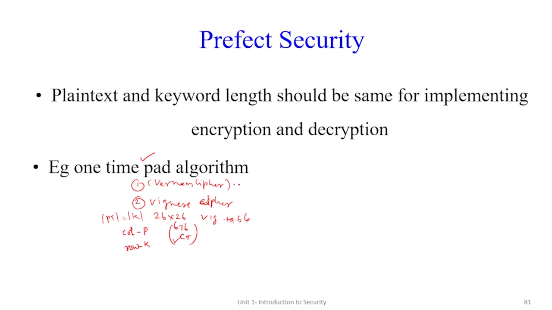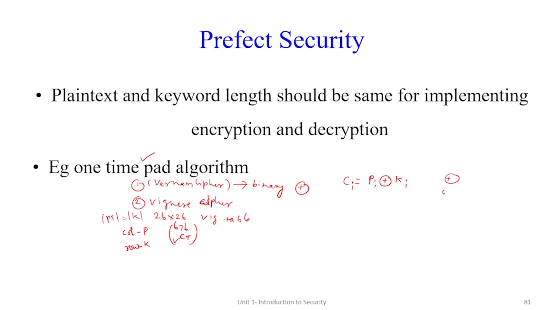The Vernam cipher is implemented only with binary operations, meaning exclusive OR operations are done. The ciphertext is written as a bit representation: Ci is equal to Pi exclusive OR Ki. Here i means the ith bit, Ki represents the ith bit of the key, Pi represents the ith bit of the plaintext, and Ci represents the ith bit of the ciphertext.